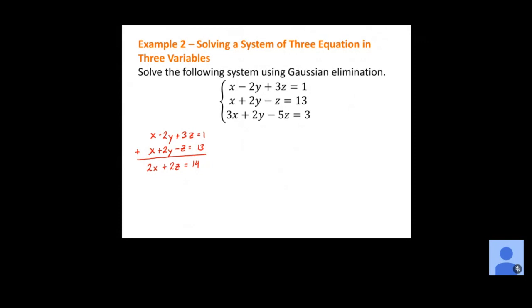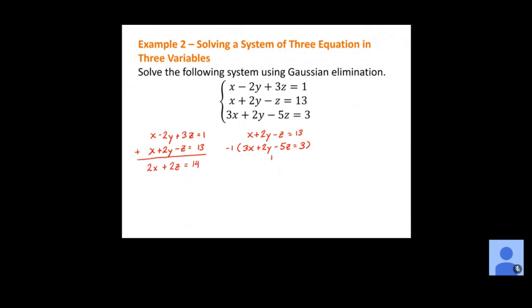If you do 2 and 3 here, that would be x plus 2y minus z equals 13, and then 3x plus 2y minus 5z equals 3. Now, which variable do we need to eliminate? We've got to eliminate y because that's the variable we eliminated the first time. Always choose the same variable to eliminate. What are we going to have to do this time if we want to eliminate the y? We're going to have to multiply one of our equations by a negative 1. It doesn't matter which one. I'll just multiply the bottom one.